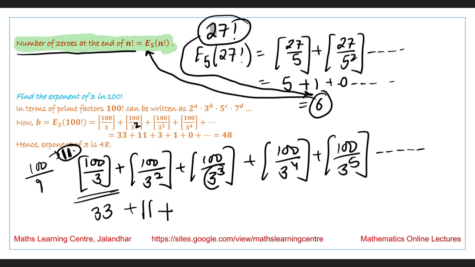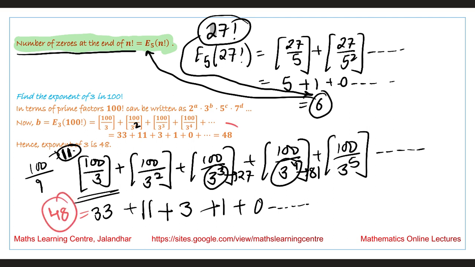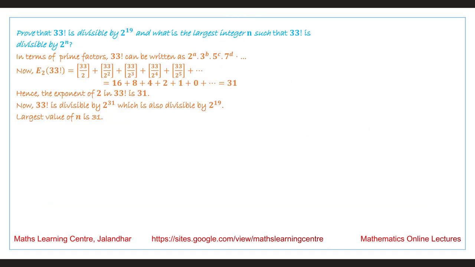Next it is 27, so we get the answer 3. Then this is 81, the answer we get is 1, and all other values after this will be 0. The sum of all these values is equal to 48, and this is the required answer, that is the exponent of 3 in 100 factorial.